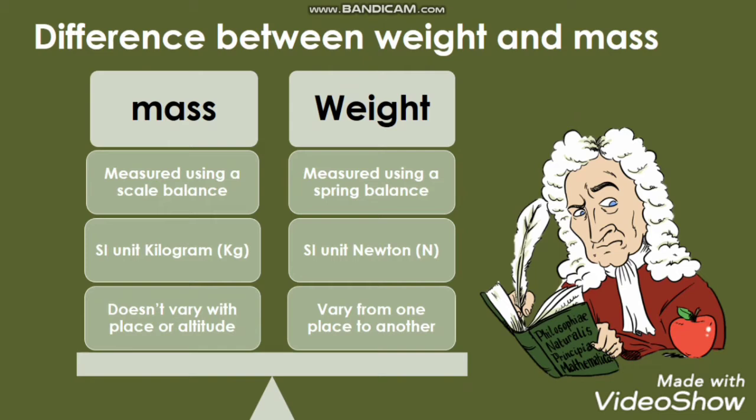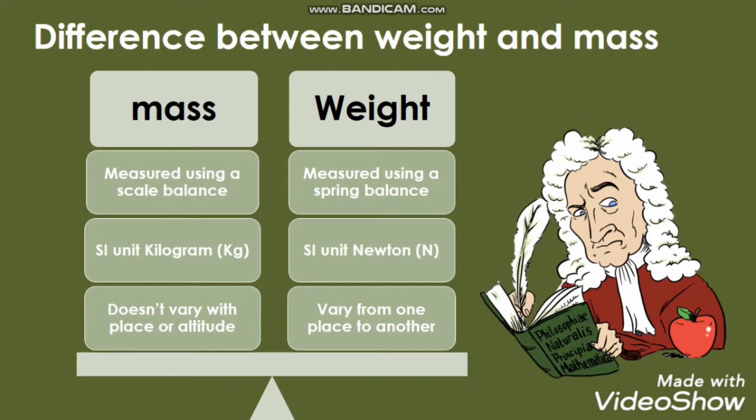Now, let's go back to the differences between weight and mass. Mass is measured using a scale balance or a rubber balance, while weight is measured using a spring balance. The SI unit of mass is kilogram, while the SI unit of weight is Newton. Mass doesn't vary with the place, while weight does vary from one place to another.